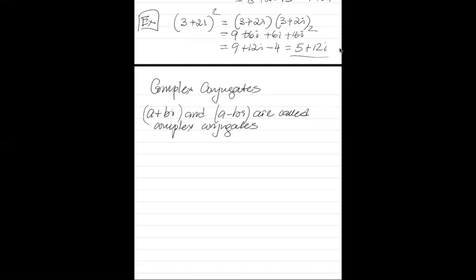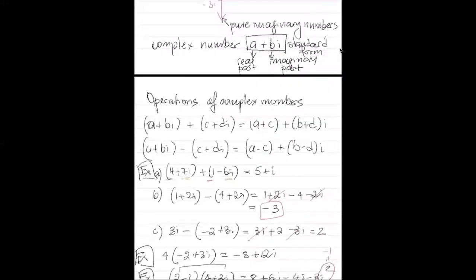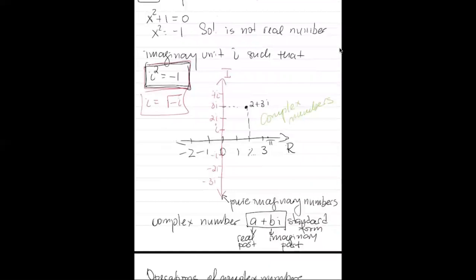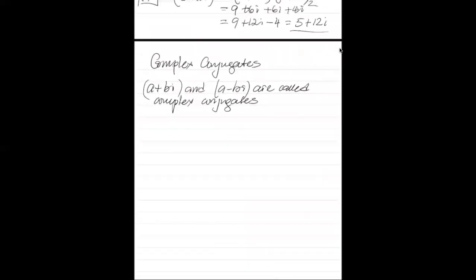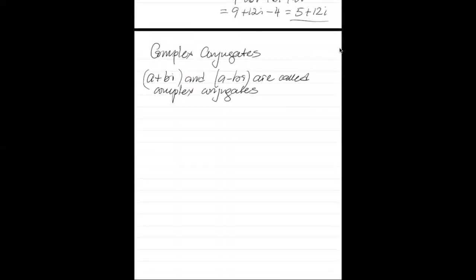If you think about where they are on the plane, they are symmetrical with respect to the real number line. So for example, where is the conjugate of this? That would be 2 minus 3i. 2 minus 3i is a conjugate of 2 plus 3i. So what happens when you multiply two conjugates?